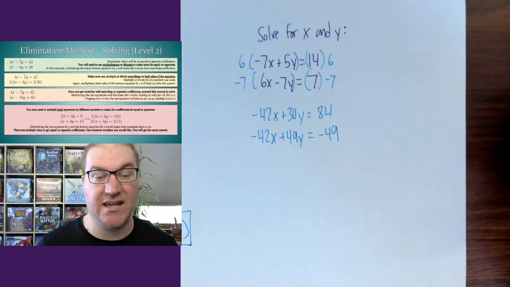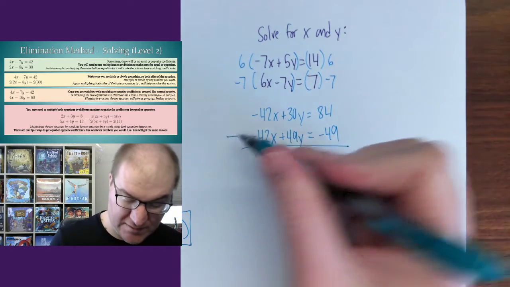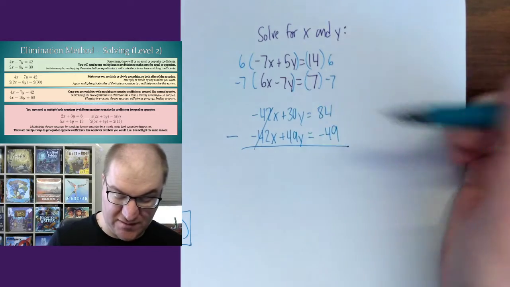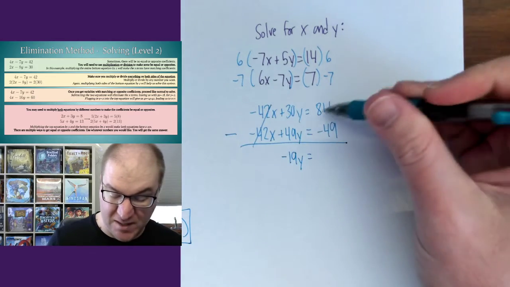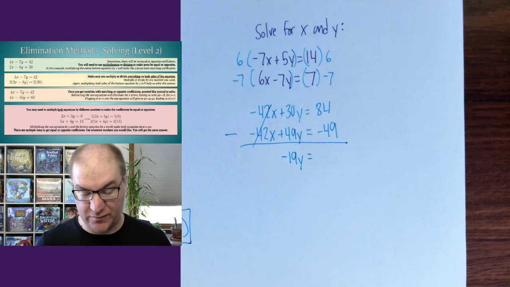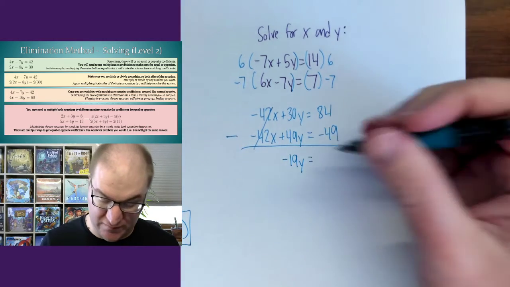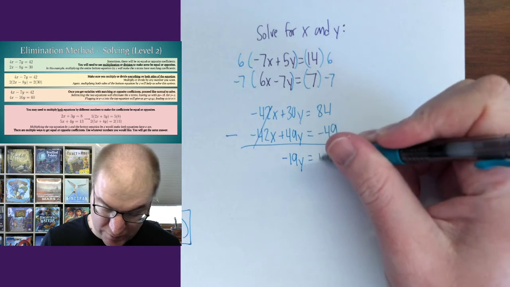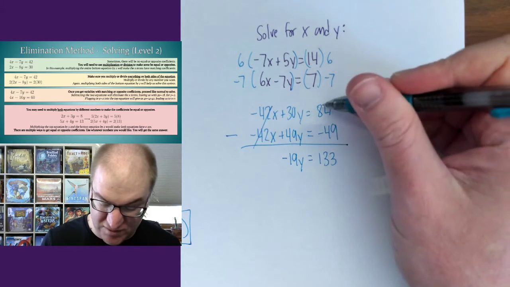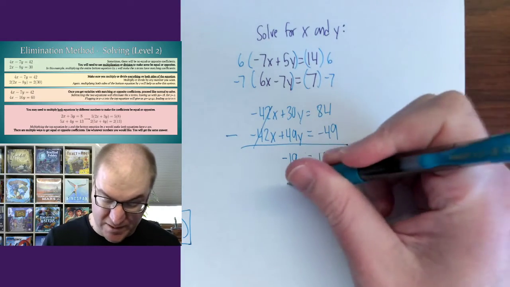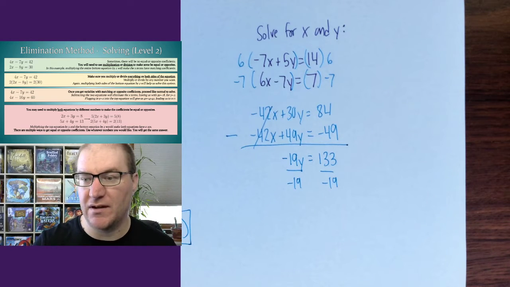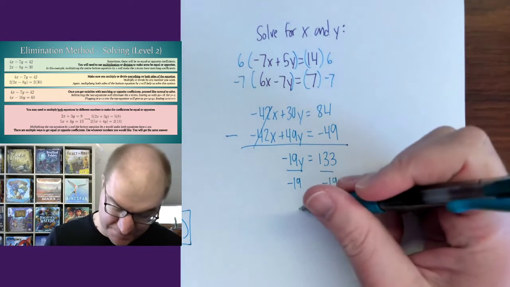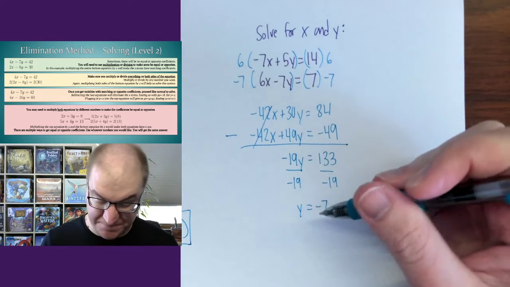Look at that. The x's are the same. And things that are the same go away when you subtract. So this minus this will cancel the x's. 30 minus 49 is going to be negative 19y. And 84 minus negative 49, that's the same as saying 84 plus 49, right? And that's going to be 133, right? 4 plus 9 is 13. 8 plus 4, that's good. And then I divide both sides by negative 19. And 133 divided by 19 is 7. So y is negative 7.